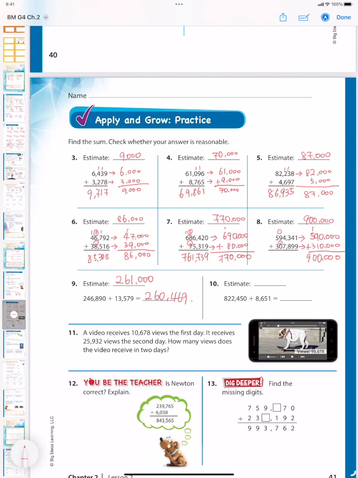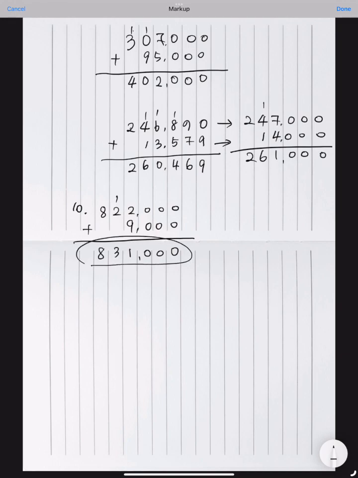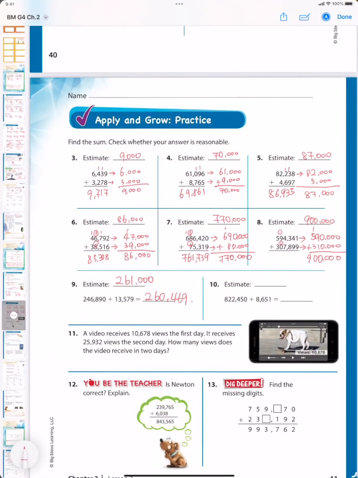All right, number 10. Let's find out the estimate first. Number 10, I'm going to do it in here. So I'm going to round to the nearest thousand. 822,000 plus 9,000. You got it? Okay, so 0, 0, 0, 11, carry 1 up, 3, 8. So our estimate is 831,000. So let's write it down.